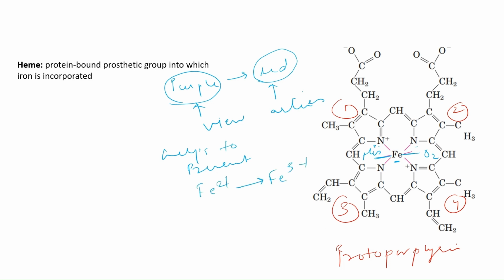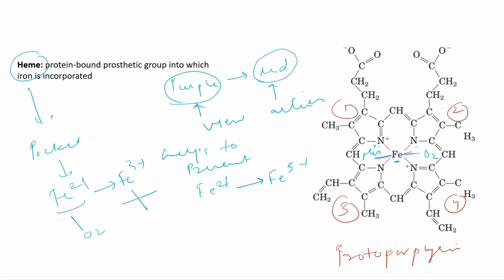Now this heme group is present deep inside a pocket which is surrounded by hydrophobic amino acids. And why is it so? Because we studied in the last video that it prevents the conversion of Fe2+ to Fe3+. In the Fe2+ form only can it bind with oxygen.